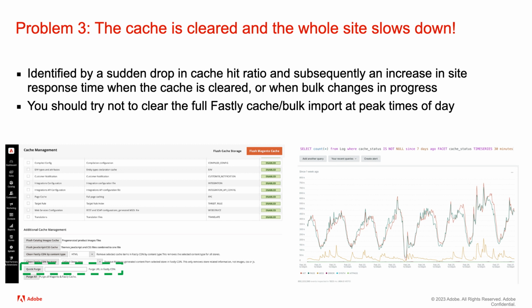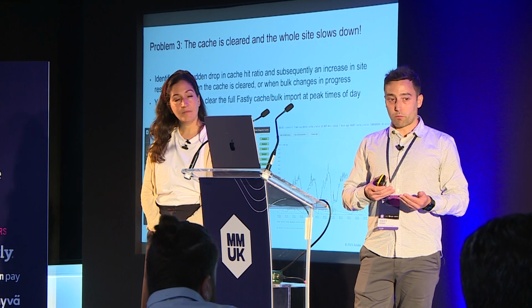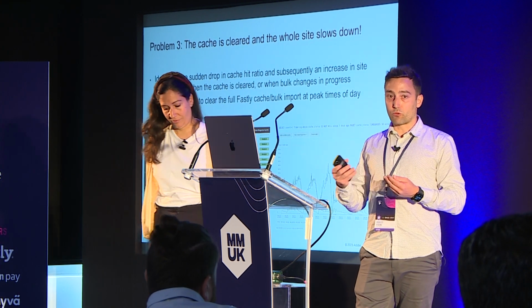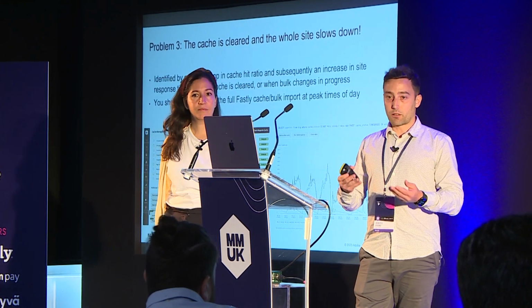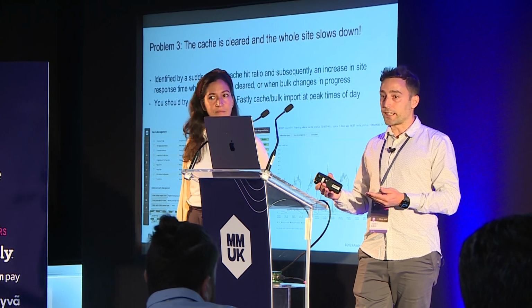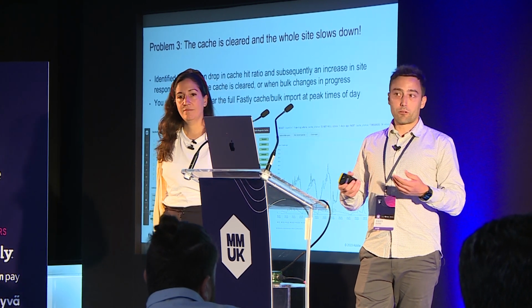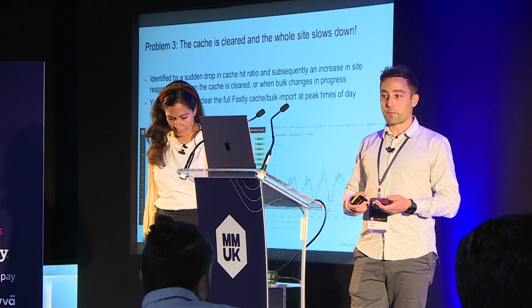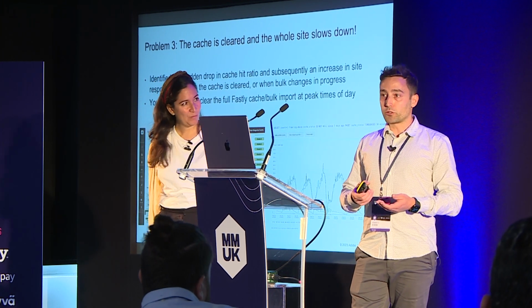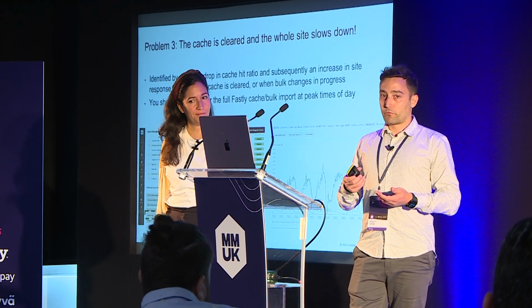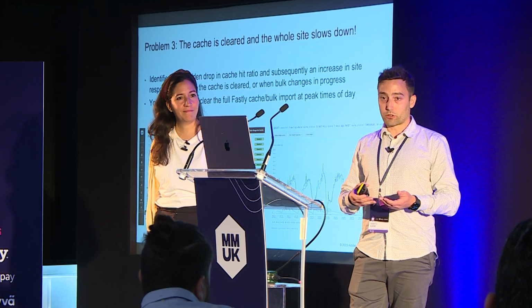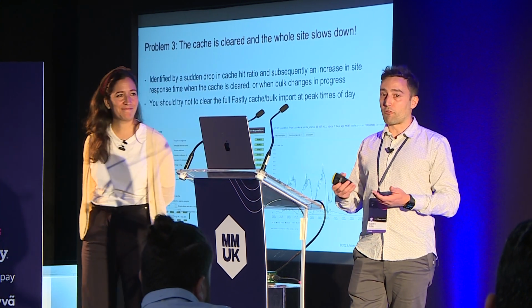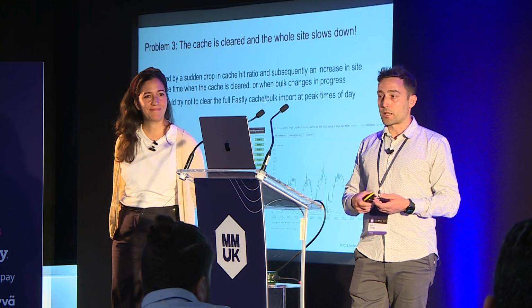So what happens is that every time content is changed, Adobe Commerce Origin has to send a message to Fastly and say, hey, the content has been changed, please invalidate it. So a very quick, very basic suggestion is to avoid flushing the entire cache on production during peak time, or avoid bulk operations during peak time.